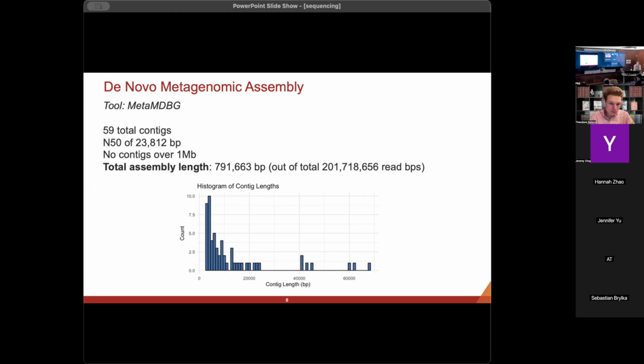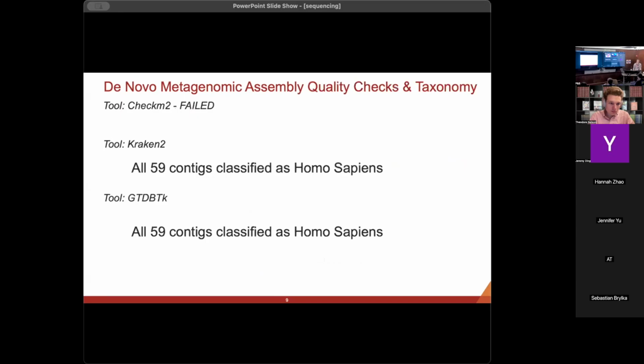So I assumed that I would get something interesting out of the taxonomic classifications of my de novo metagenome. However, after I ran it through the taxonomic classification tools, they all classified all of my contigs as Homo sapiens. That was a bummer, but I did this this morning, so I couldn't really run it again to see what was going on there. I was very excited for these results, and this morning I was very disappointed.